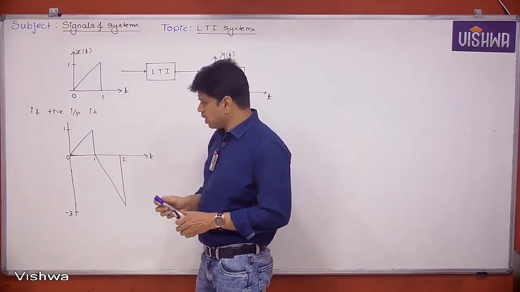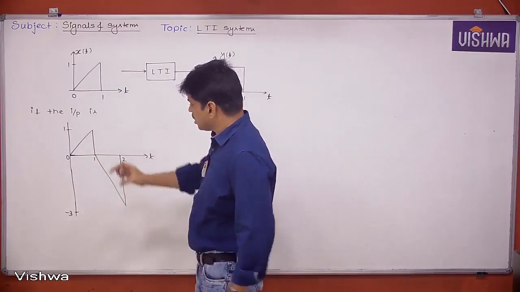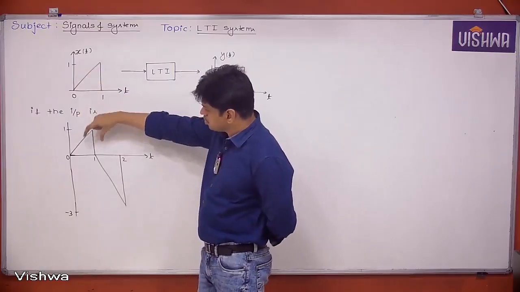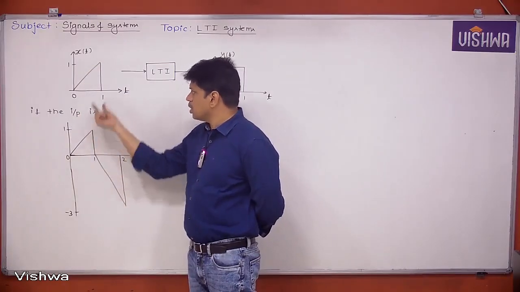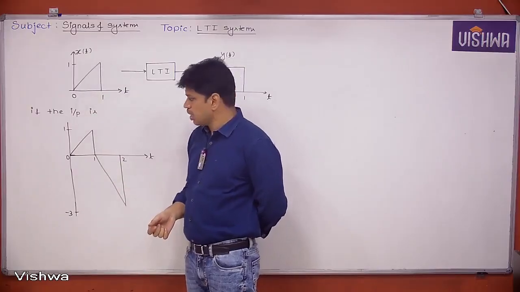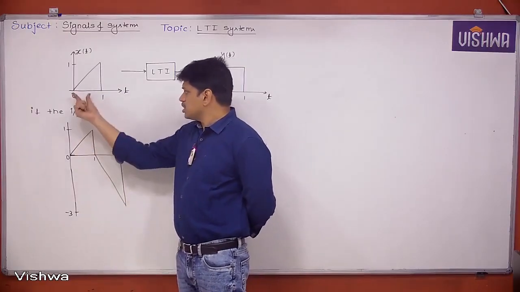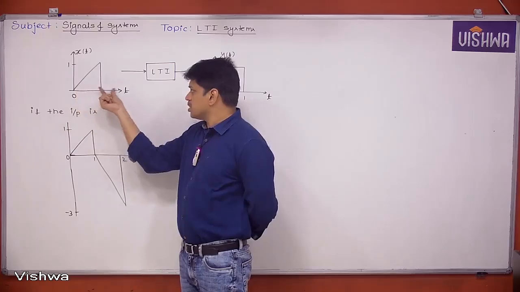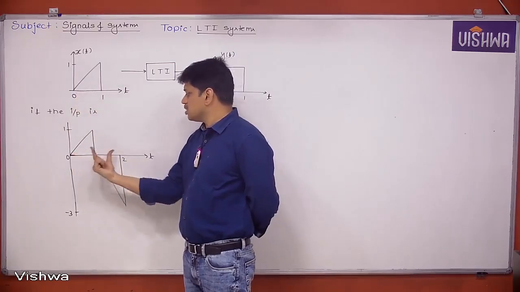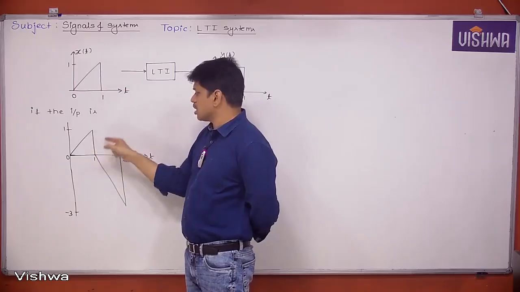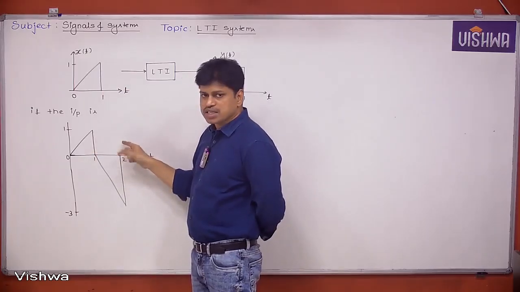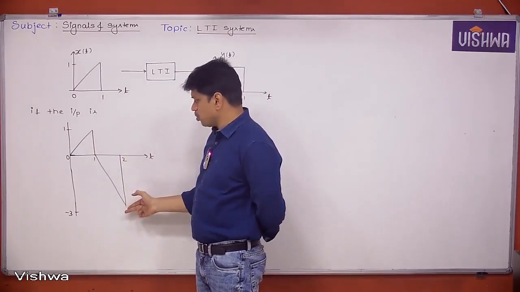Okay. So let's see. If you observe carefully, in the input, the part from 0 to 1 is exactly x of t. And next, if you shift this x of t by 1 unit, meaning if you delay x of t by 1 unit, it will come like this. Once it comes like this, if you multiply with -3, you are going to get this one.